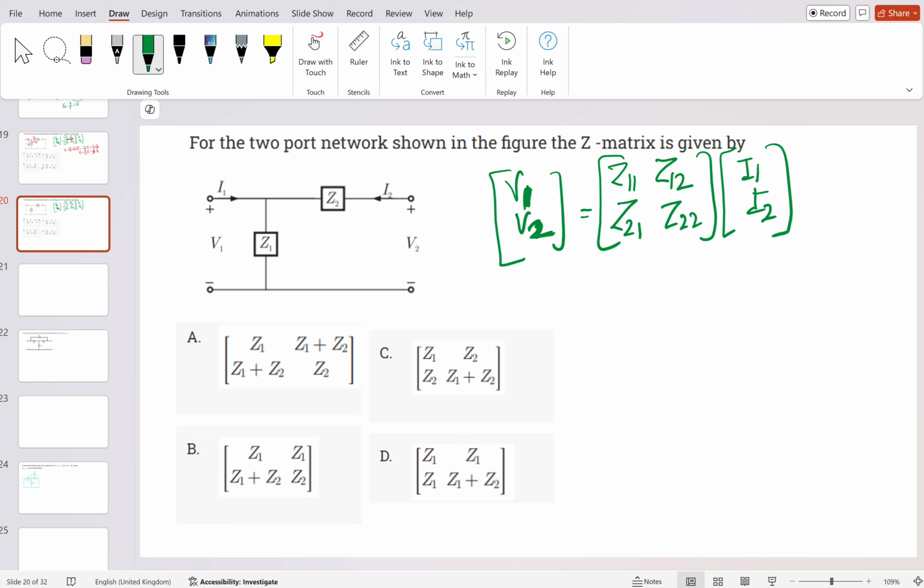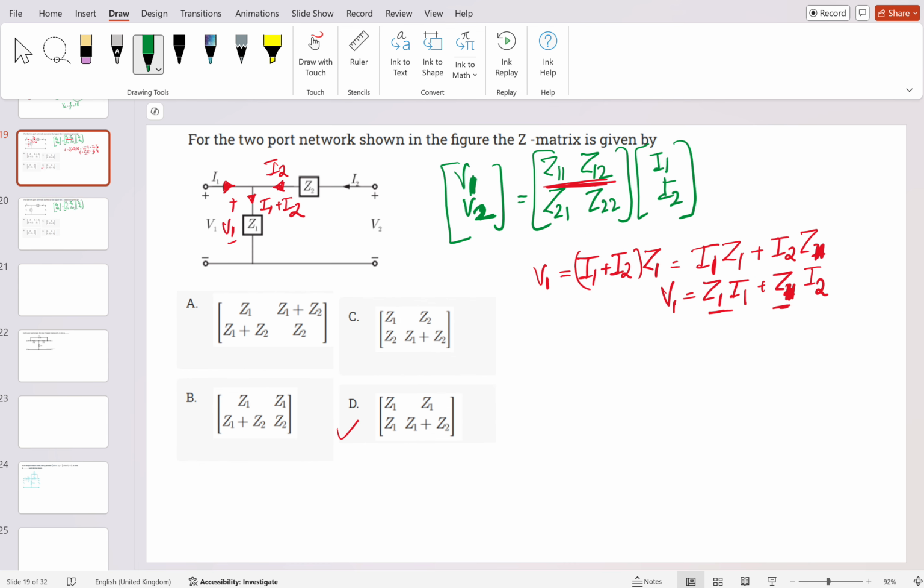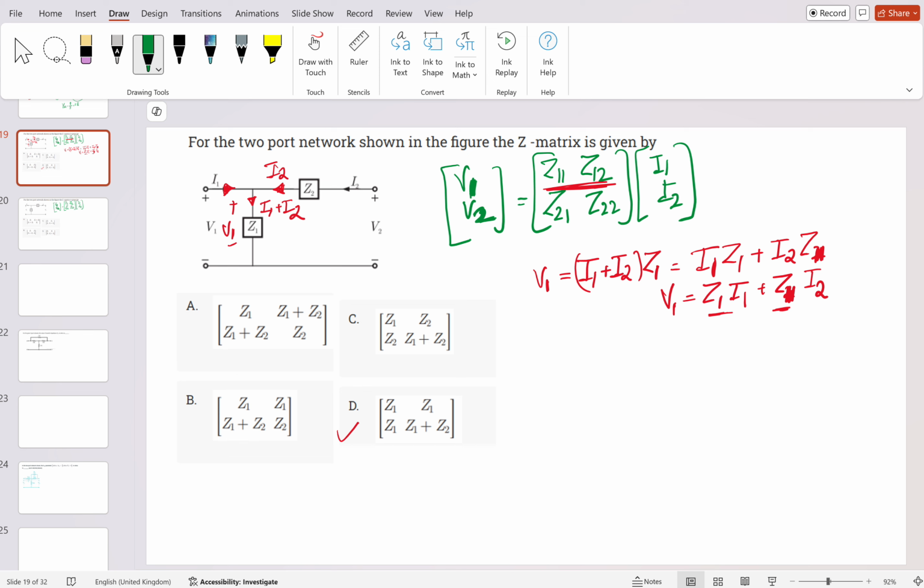So let me go through this problem. For the V1 equation, we found that V1 is equal to Z1 times I1 plus Z1 times I2. This is basically Z11, and this is equal to Z12. If you see the options, one will be discarded because it is not matching, and another will be discarded because the values are the same. So option B and option D could be the solution.